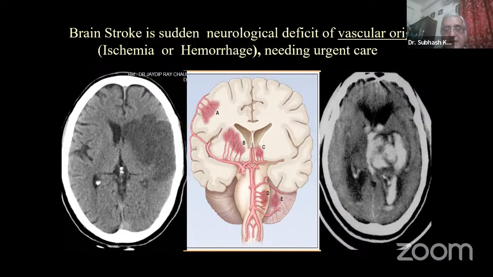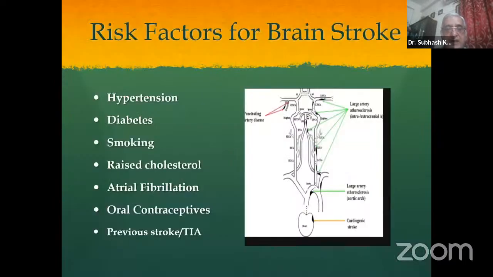Now, both of them need urgent care. It's important to recognize them. But what causes the brain stroke? Well, it's caused because of disease of the blood vessels. As you can see here, this is the aorta coming out of the heart, and from the aorta, these large vessels go to the neck all the way into the brain. So any disease in these vessels can cause brain stroke, causing them to either get blocked or sometimes rupture. The risk factors are long-standing hypertension, diabetes, smoking, cholesterol.